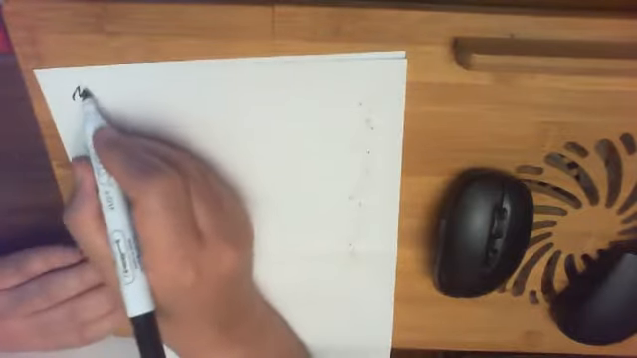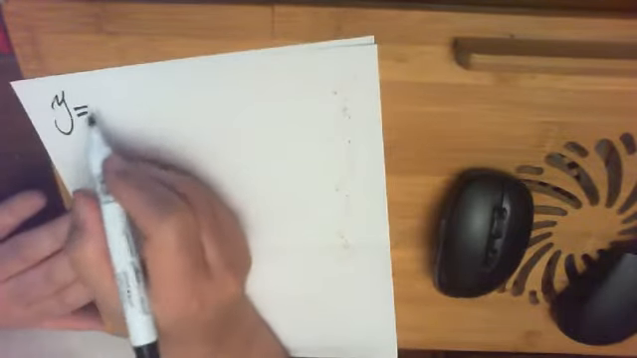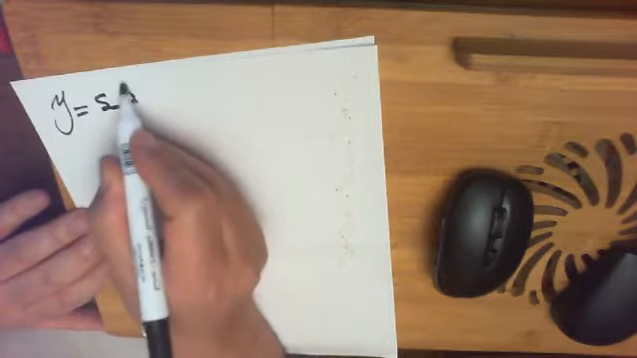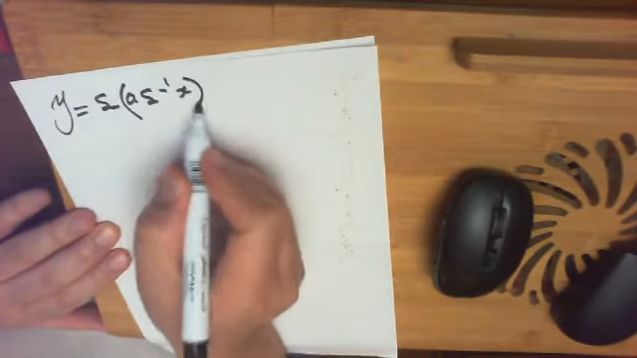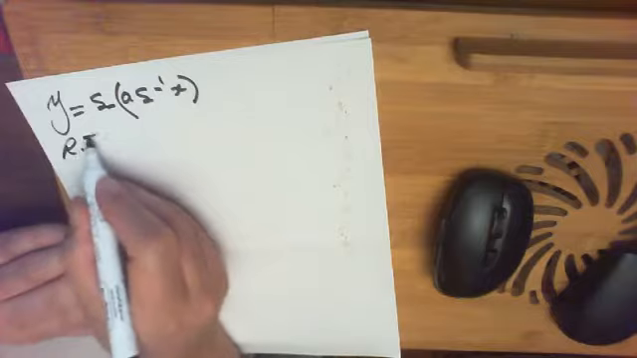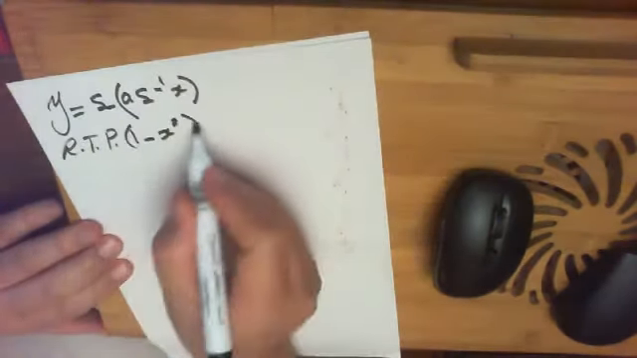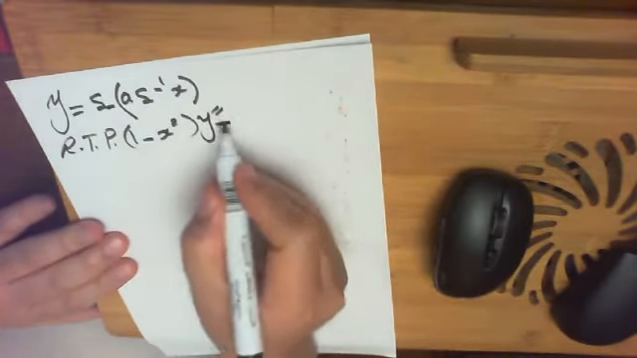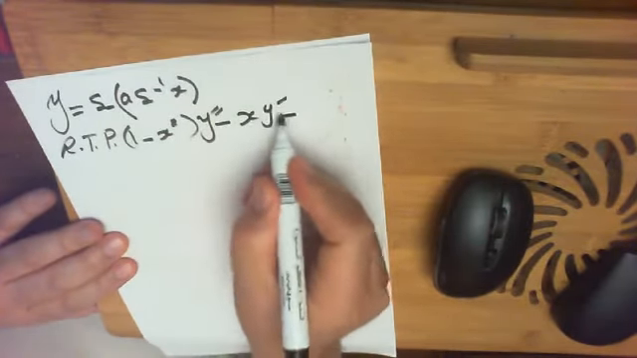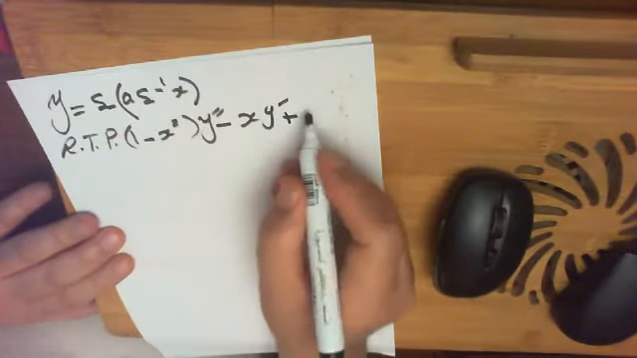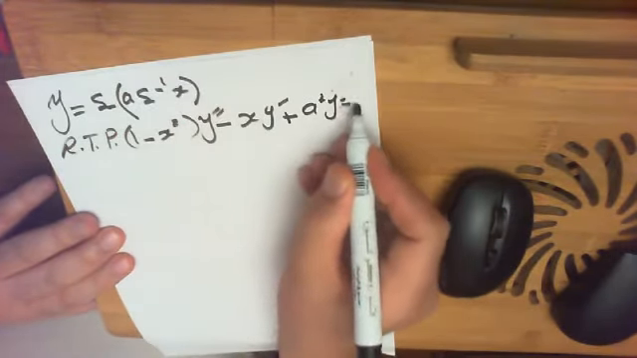Just keep in mind the principal derivatives so you can, inshallah, solve everything simply. Another one: y equals sine a sine minus 1 x. Required to be proved: 1 minus x squared times y double dashes minus x y dash plus a squared y equals 0.